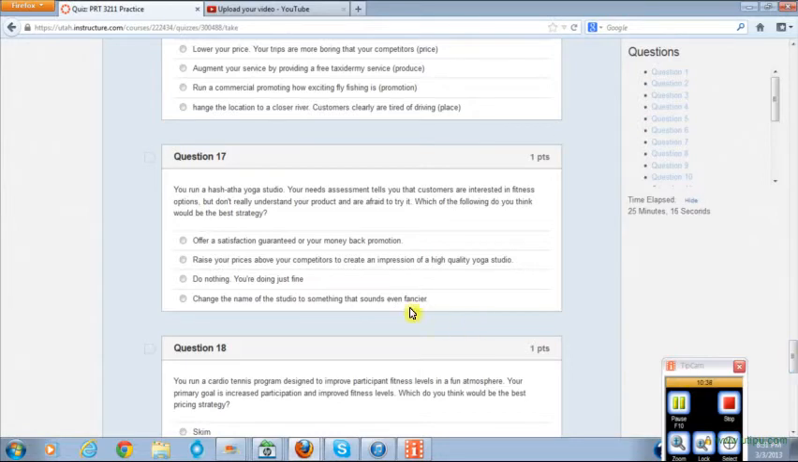Offer a satisfaction guaranteed or your money back promotion. Here is your best strategy. This gets at trialability we talked about. When people are afraid to try your program, they're afraid to commit to it. Say, try it, and if it doesn't work out for you, you're going to get your money back. Does that solve everything? No.